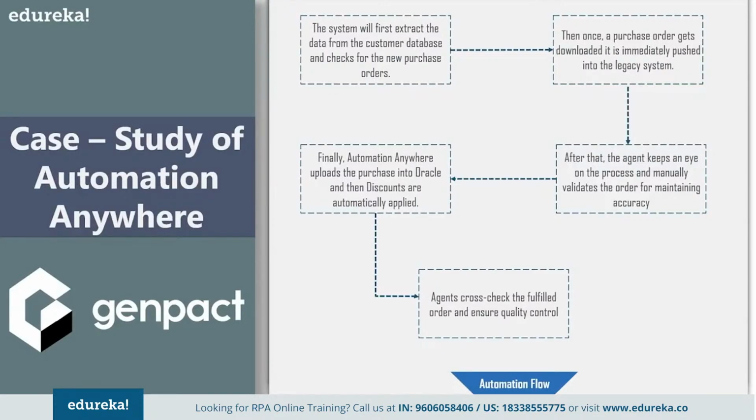So what would happen is the system would first extract the data from the customer database. Then once the data has been extracted, it would be pushed into the legacy systems. After that, the agent would keep an eye on the process and validate the data. And finally, Automation Anywhere would upload the purchase into Oracle and the discounts would be applied. As a cross check to the complete system, agents would cross check the fulfillment order and ensure quality control. Right? So I hope I'm clear with this point.